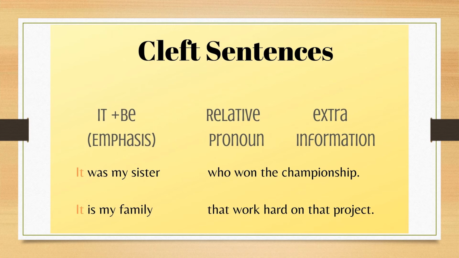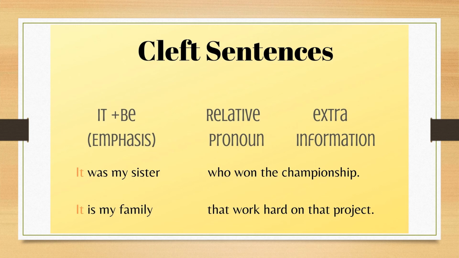So we can say it was my sister who won the championship, or it is my family that worked hard on that project. So it's similar to a relative sentence or a relative clause, but the thing is that it begins with it. It doesn't have a specific meaning, but it is the subject of the sentence because remember, we cannot have a sentence in English that starts with a verb. This is the reason why, even though it doesn't have a specific meaning or it is not related to something specific, it has to be there.